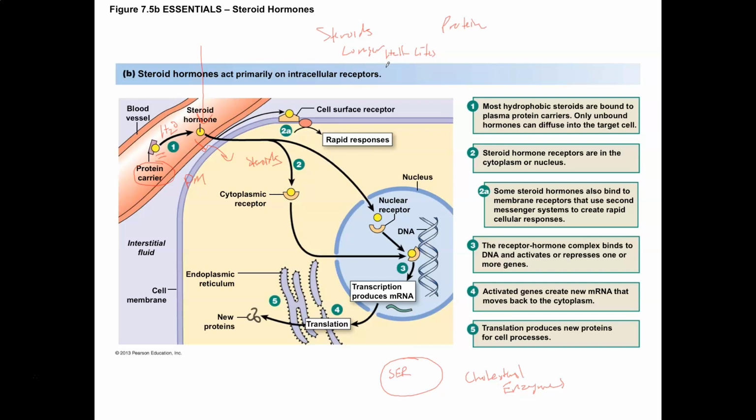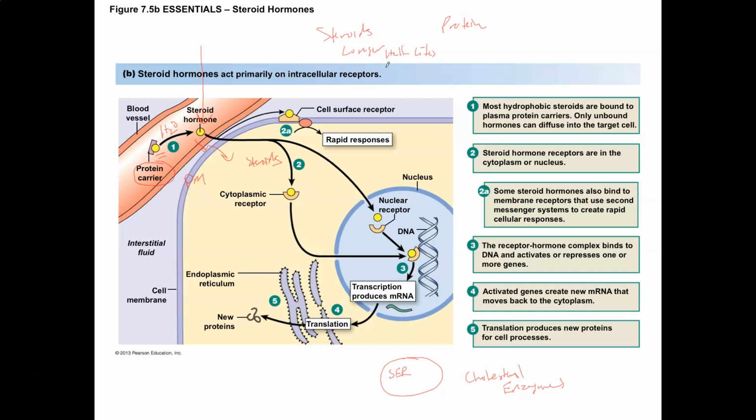Once the steroids reach their target cells, they're going to unbind from their carrier protein, and then they're going to diffuse across the plasma membranes into their target cells. The cellular mechanism of action for steroid hormones is really based on the study of receptors that are found within the cytoplasm or within the nucleus of the target cell.